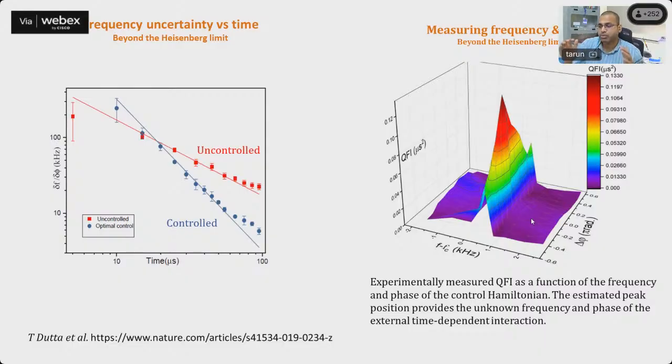So what I'm trying to say is that you can optimize your precision by introducing a time-dependent Hamiltonian in such a way that you have full control. That is the beauty of introducing a time-dependent Hamiltonian. So this is the result, and we measure the sensitivity, how well we measure. When it is controlled, it follows 1 over t square, and when it is uncontrolled, it follows the Heisenberg limit. That is why we are saying sensing beyond the Heisenberg limit. The Hamiltonian is completely different, so the precision is quite high over here.